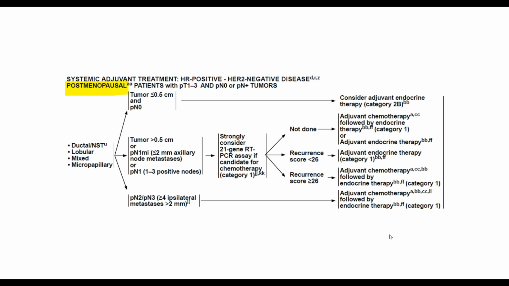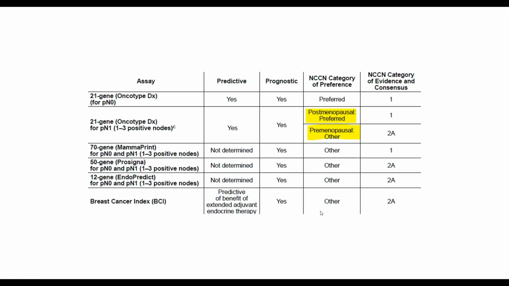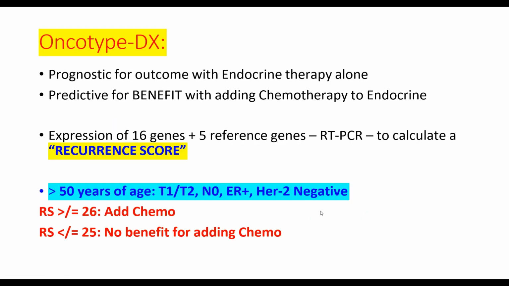So what are these gene expression profiles? What do these tests mean? Oncotype Dx, Mammaprint, and so many new tests have come up. What do they actually mean, and when do we use them in clinical practice? These are just clips from NCCN guidelines. So as we can see, Oncotype Dx has specific indications which are approved by NCCN as Category 1. We'll be discussing about these in detail.